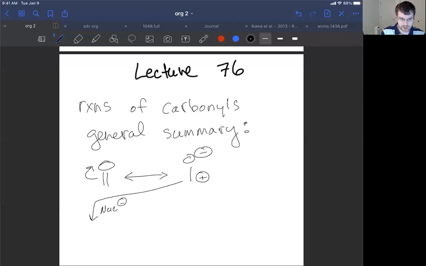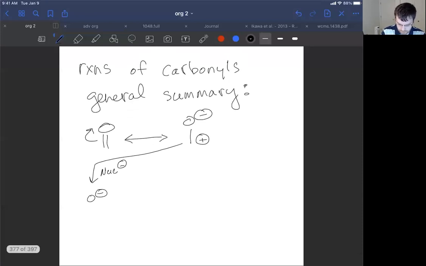A general reaction of a nucleophile is going to occur at that positively charged carbon atom, and we're going to see a carbon-nucleophile bond being formed. Okay, this is where we're going to start. After this, we're going to move into what's called enolate chemistry.